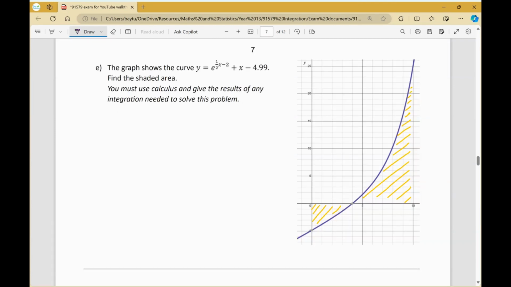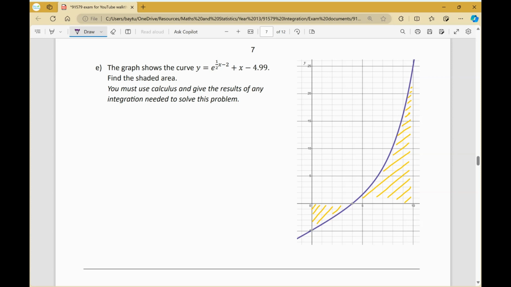Question E now. The graph shows the curve y equals e to the power of half x take away 2 plus x minus 4.99. Find the shaded area. So we're looking for this yellow shaded area. Now you'll notice some of it is above the x-axis and some of it is below the x-axis. And that is a problem in terms of doing the definite integral.